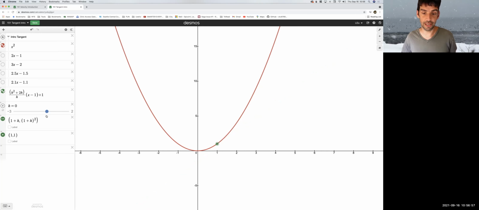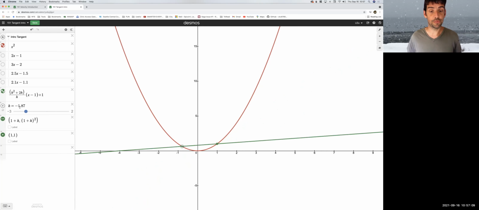But as soon as I try to make h equals 0, the computer stops producing a line because I have an h in the denominator, right? We saw that in the slope, we had an h in the denominator. Also notice I can have h be negative, right?